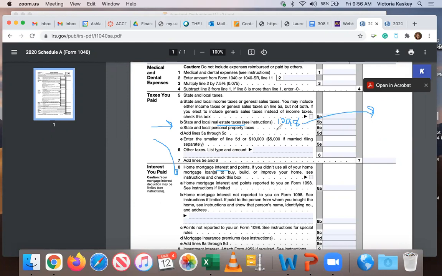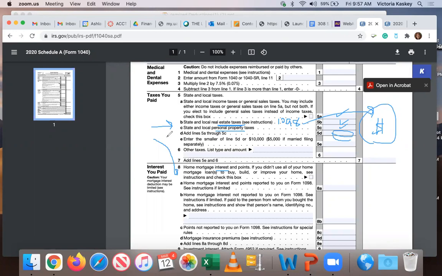If your house is paid off, or you just elect to pay the real estate taxes yourself, then you would just write a check to the county auditor's office, and keep receipts of that. So notice that real estate taxes are on there. Personal property taxes are very similar to real estate taxes. And then you add those lines 5A, B, and C, and put that number on D.